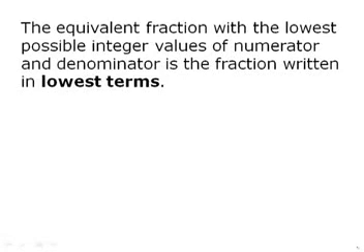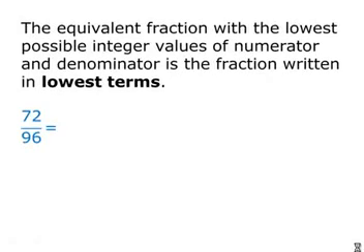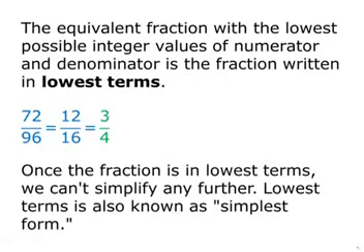The equivalent fraction with the lowest possible integer value of numerator and denominator is the fraction written in lowest terms. So for example, we start out with 72 over 96. Both of those are divisible by 6. We can divide down to 12 over 16. Both of those are divisible by 4. We can divide down to 3 over 4. We cannot divide any further. That fraction is in lowest terms. Once the fraction is in lowest terms, we cannot simplify any further.